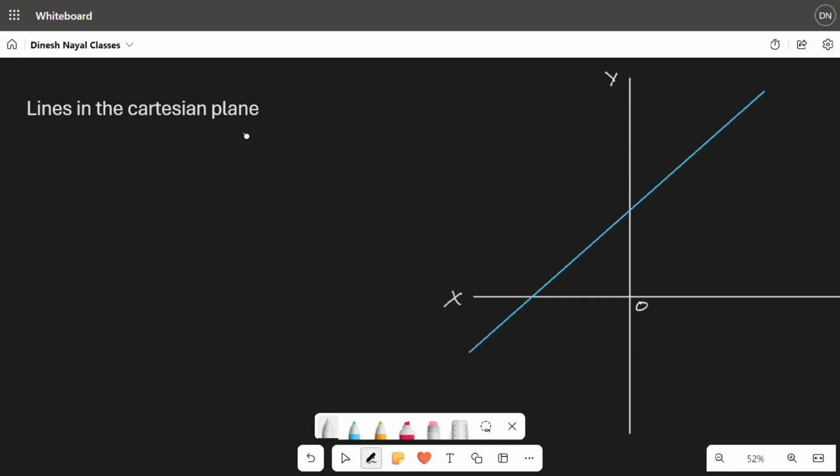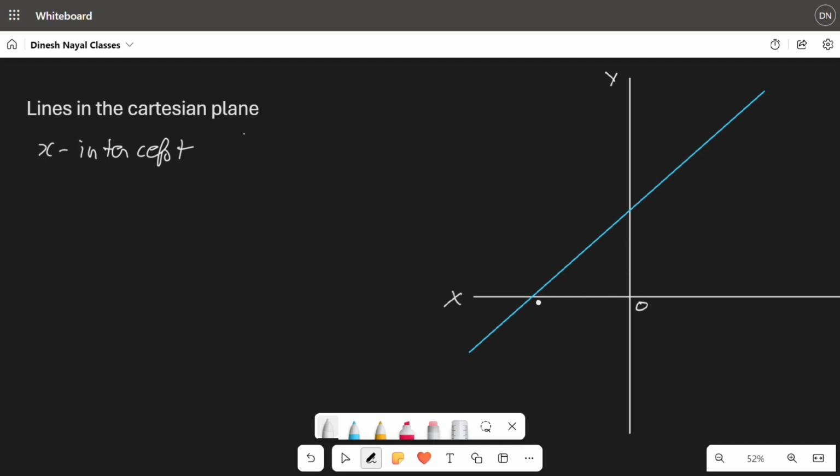Hello students. So today we are discussing lines in the Cartesian plane. Now see, what is the x-intercept? The x-intercept of a line: consider this blue line as a line and this as the coordinate axis. The x-intercept of a line is the value of x where the line cuts the x-axis.